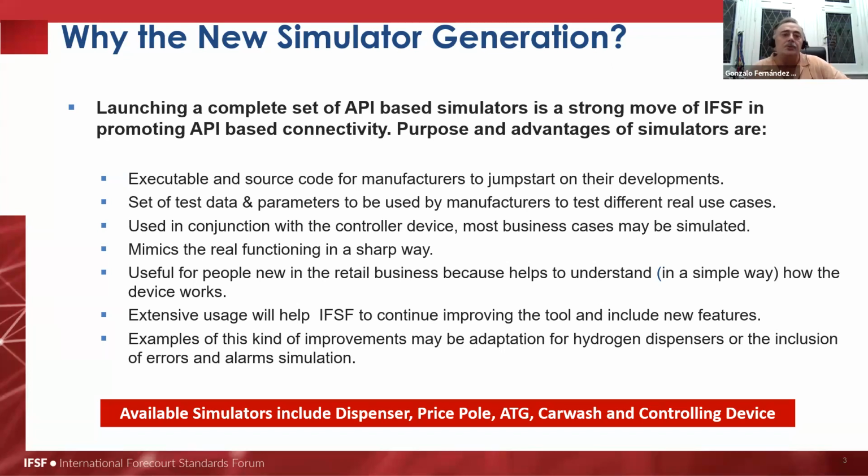It also includes a controlling device to test most business cases. They are very simple to use, and they're in constant growth. For example, hydrogen features will be added in the short term, as well as error management. Most site devices are simulated, including a dispenser, a price pool, ATG, car wash, and a controlling device that manages them all.